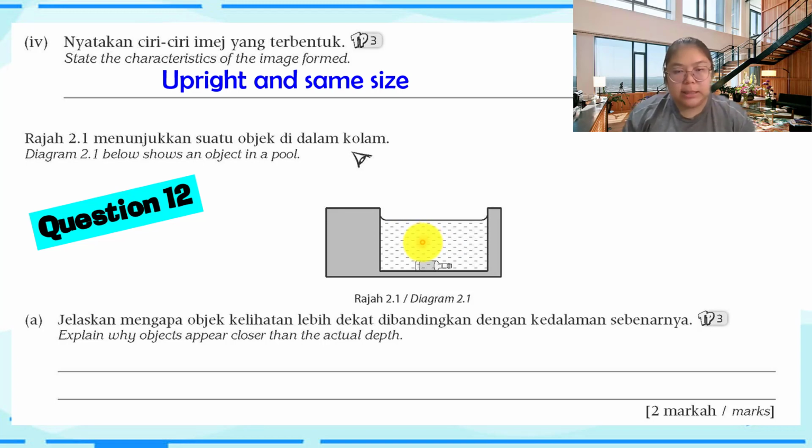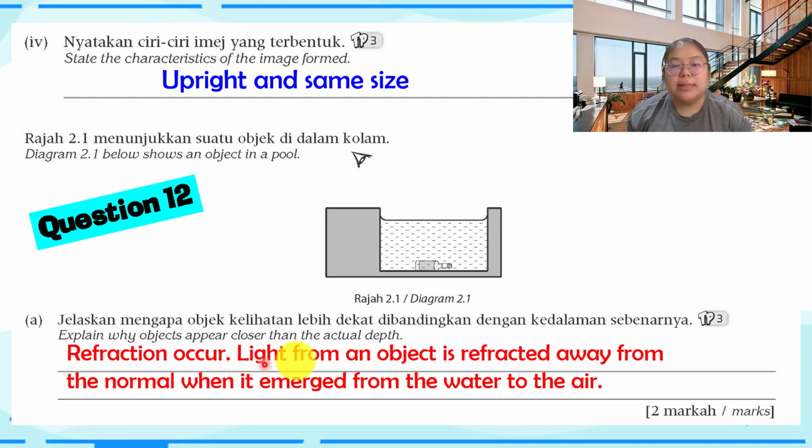Why is it like this? Okay, the phenomenon we're using is refraction. R-E-F-R-A-C-T-I-O-N. Because the light travels from one medium to another, it will refract away from the normal. So that's why you see the bottom appear at a lesser depth. Okay? So the answer: refraction occurs. Light from the object is refracted away from the normal when it emerges from the water into the air.